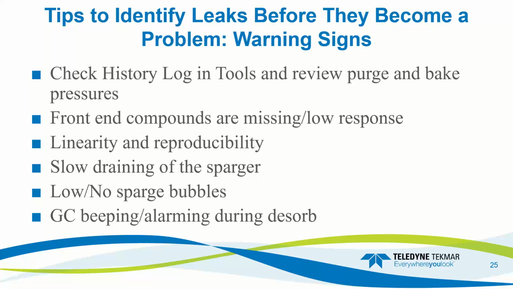So for tips to identify leaks before they become a problem, a little bit of warning signs if you'll have a leak in your system. If you have a steady or a very fast drop in the purge and bake pressures when you review them in the history log, that means you could have a leak.